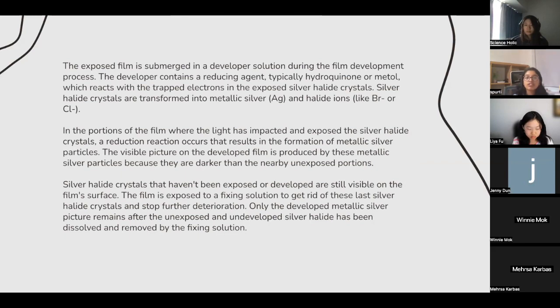This is why on the actual picture, it is developed by these metallic silver particles, because they're darker than the nearby unexposed portions. Typically, the silver halide crystals that haven't been exposed are then cleaned away using a fixing solution. Only the developed metallic silver picture remains after the unexposed and undeveloped silver halide has been dissolved and removed by the fixing solution.